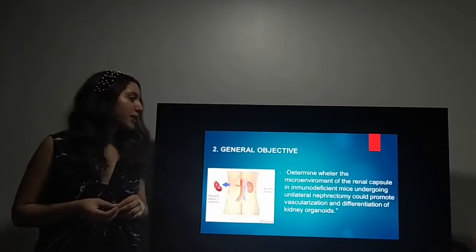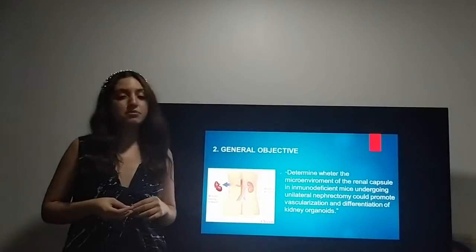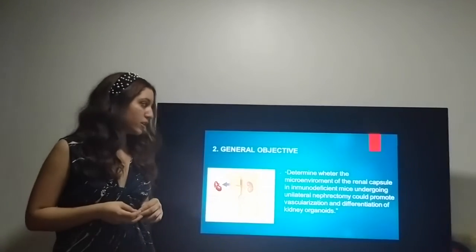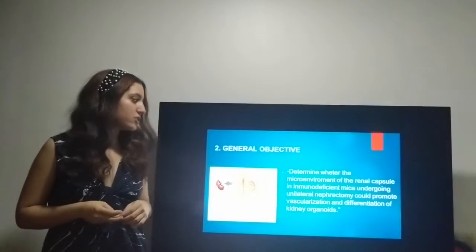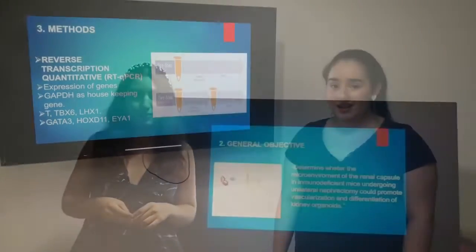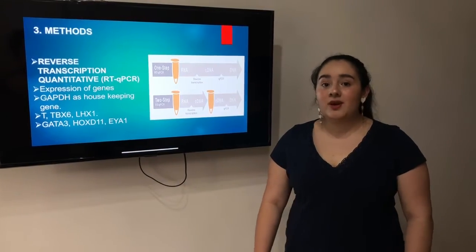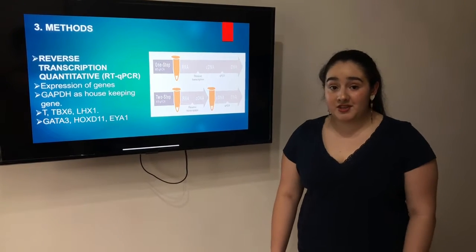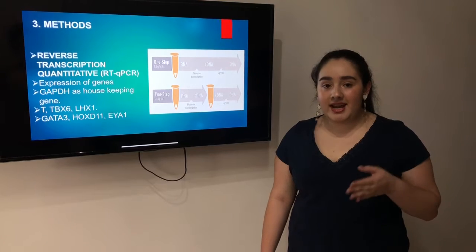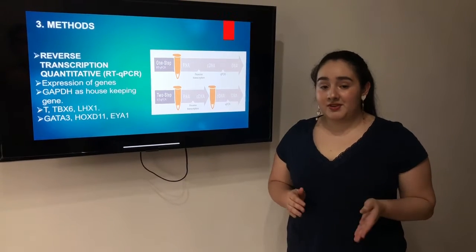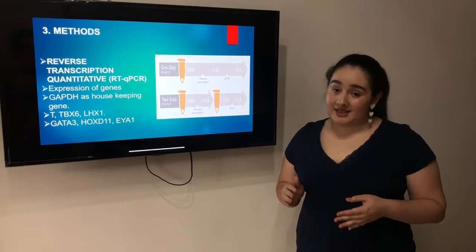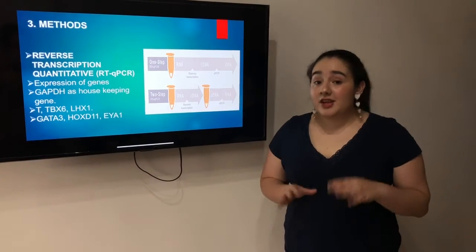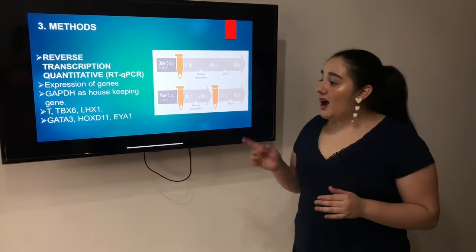Determining whether the microenvironment of the renal capsule in an immunodeficient mouse undergoing unilateral nephrectomy could promote vascularization and differentiation of kidney organoids. Methods: reverse transcription quantitative PCR, or RT-qPCR. It is used to identify the expression of genes, using mRNA as the necessary material, which is transcribed into complementary DNA by the reverse transcriptase. It is necessary to have a control group, which in this case is GAPDH, that is considered the housekeeping gene.